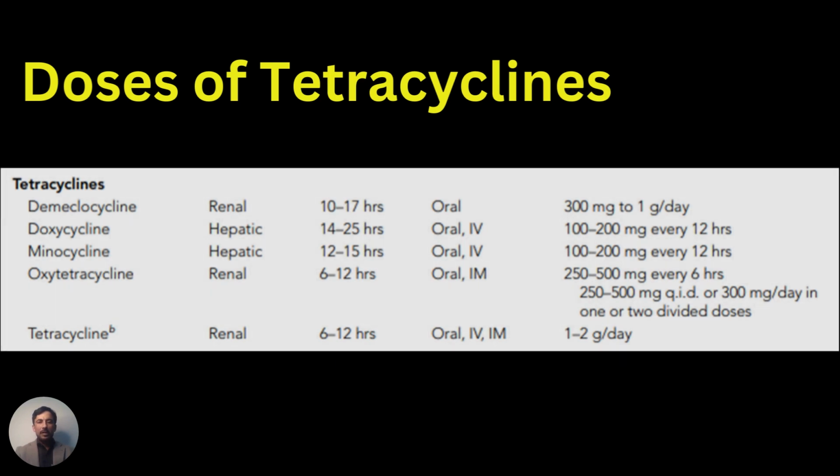Now coming towards the doses of the tetracyclines, that is, how we will use these drugs. Demeclocycline is eliminated via the renal route, and the half-life is 10 to 17 hours orally, and 300 milligrams to 1 gram per day is the daily dose. Similarly, the doxycycline dose is 100 to 200 milligrams every 12 hours. The dose of minocycline is 100 to 200 milligrams every 12 hours. Similarly, the oxytetracycline dose is 250 to 500 milligrams every 6 hours. And the tetracycline dose is 1 to 2 grams per day. So these are the doses of the tetracyclines.